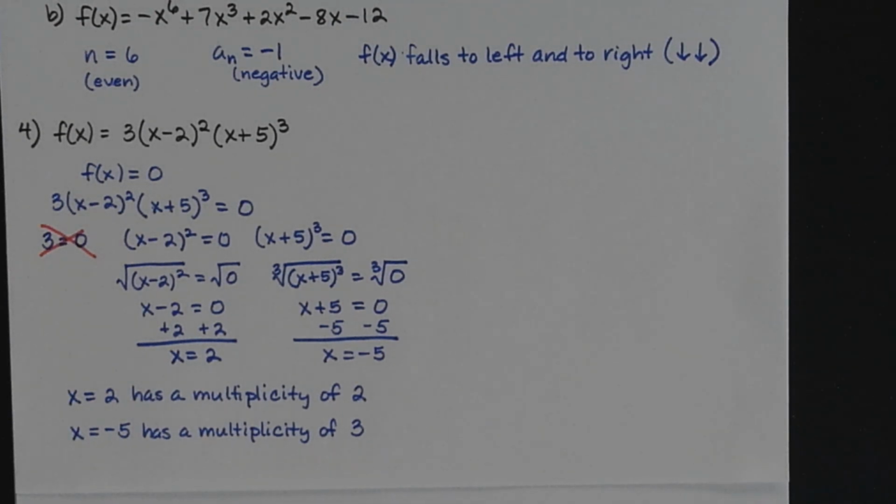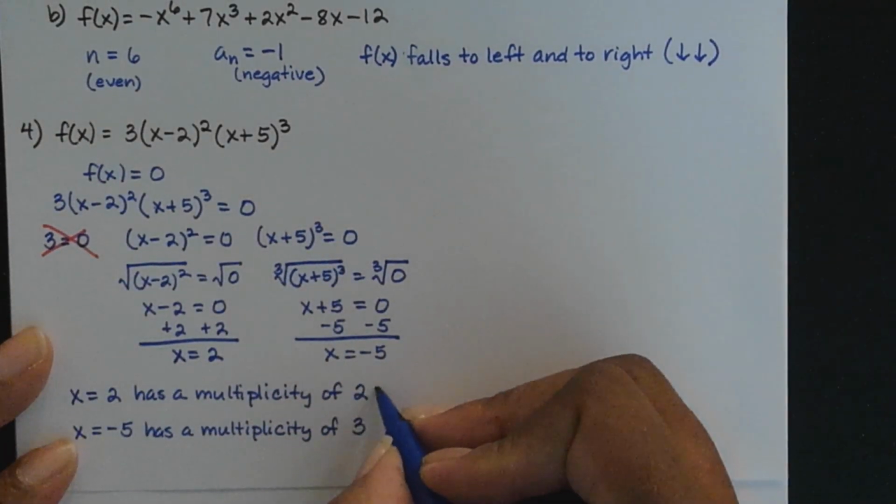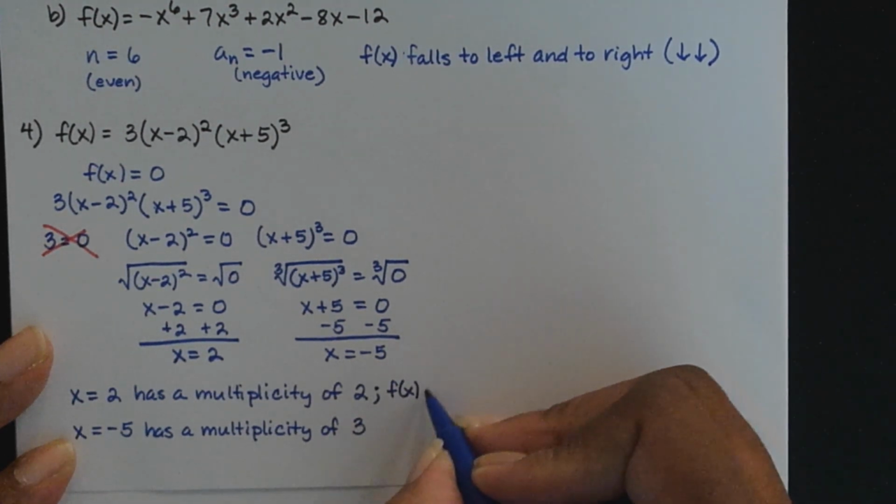And now we want to find out what the behavior is at each of those zeros. Now, if your zero has an even multiplicity, that means your graph is going to touch the x-axis and turn around. Or if you have a zero with an odd multiplicity, the graph of the function will cross the x-axis at that x value. So for x equals 2, with that multiplicity of 2, since it's even, it's going to touch and turn.